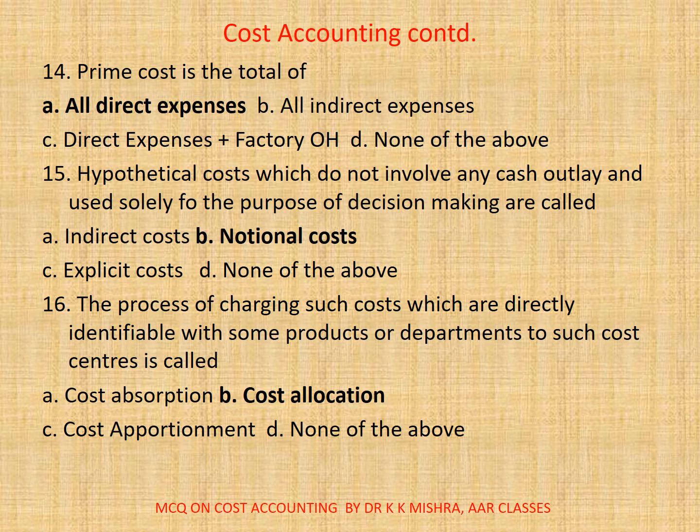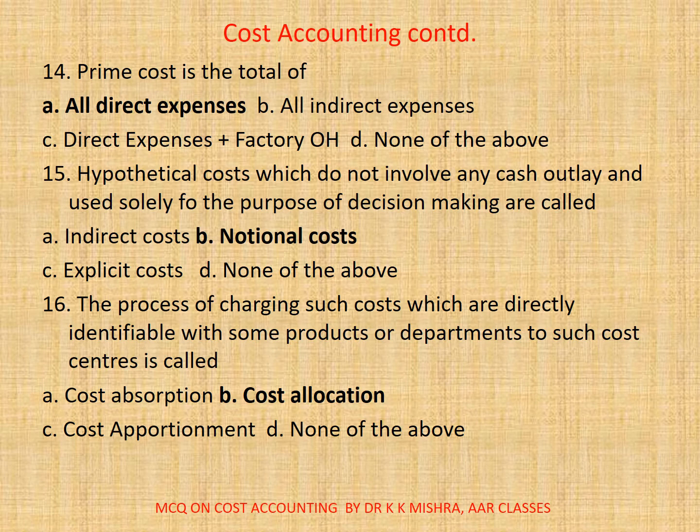15. Hypothetical costs which do not involve any cash outlay and used solely for the purpose of decision making are called A. Indirect costs. B. Notional costs. C. Explicit costs. D. None. The correct option is B.